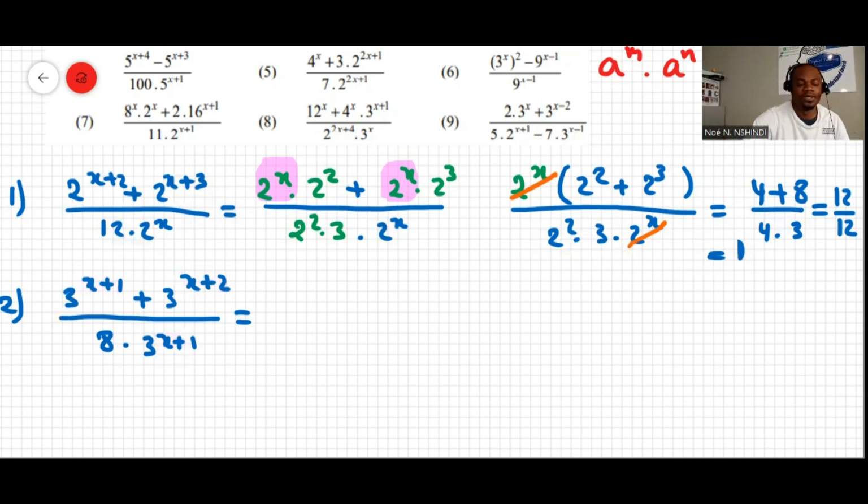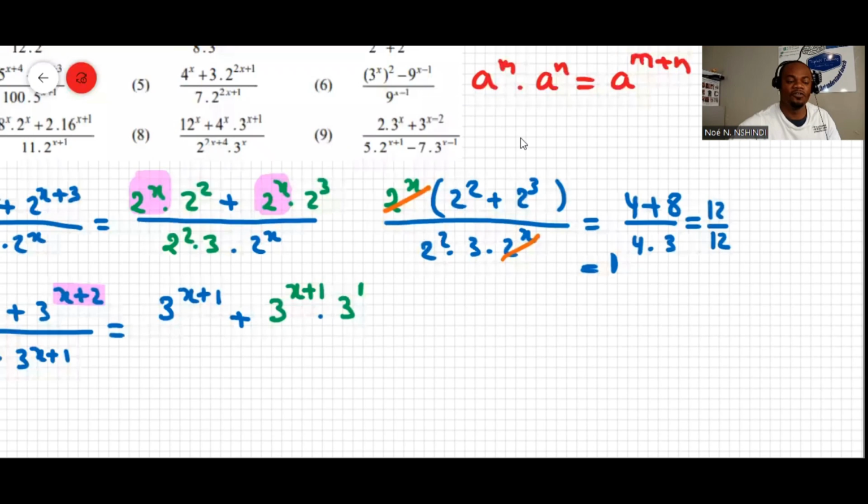We can write this as 3 to the power of x plus 1, plus 3 to the power of x plus 2. It's just one more than x plus 1. So over here, I can write it like 3 to the power of x plus 1 times 3 to the power of 1, knowing that if I combine the two, I will get 3 to the power of x plus 2, according to the formula here, this formula in red. It will give me 3 to the power of x plus 2.